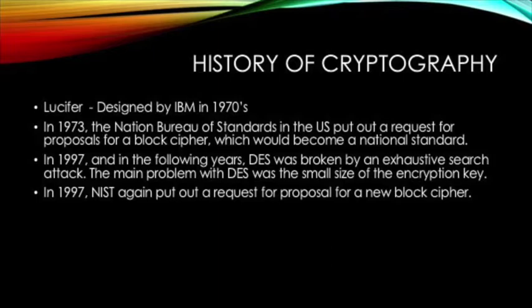In 1973, the National Bureau of Standards in the US put out a request for proposal for a block cipher, which would become the national standard. In the following years, DES was broken by exhaustive search attack. The main problem with DES was the small size of the encryption key. NIST again put out a request for proposal for a new block cipher.